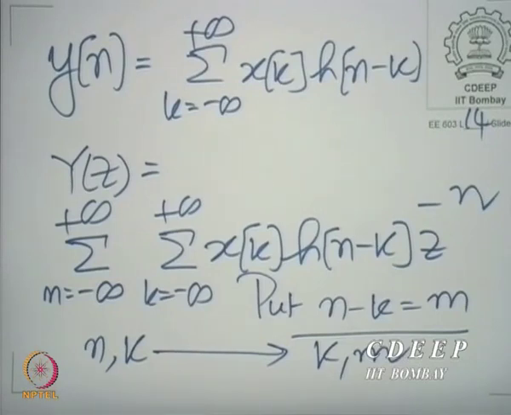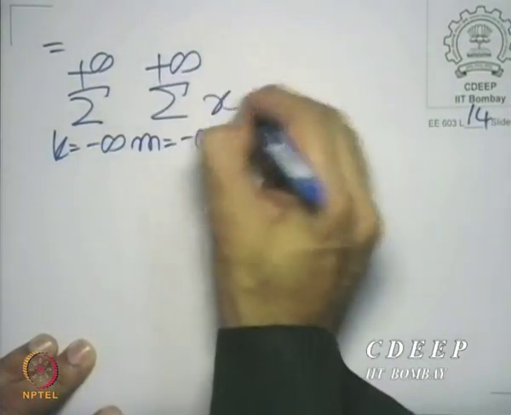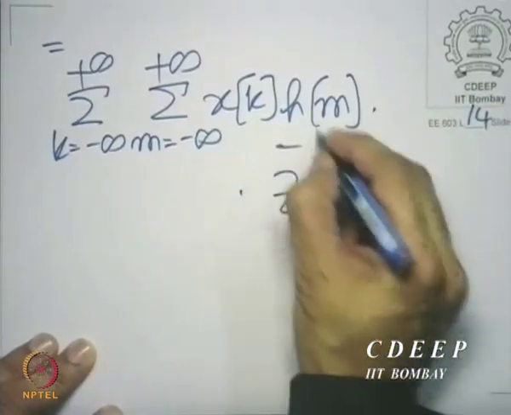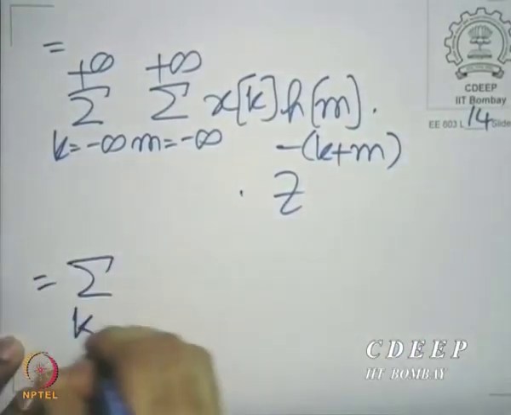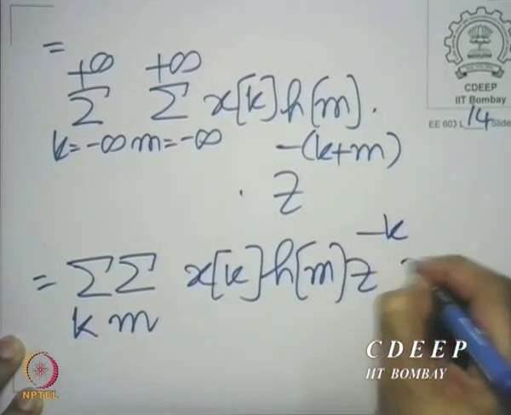So, of course, k is as it is. k and n independently run over all the integers. So, for a fixed k, n runs over all the integers. Now, if n and k independently run over all the integers, then for a fixed k, m would also run over all the integers independent of k, right? And therefore, we could rewrite this summation as summation k over all the integers, summation m over all the integers, and we have x[k] h[m], and n is of course k plus m. That becomes summation over, I am not writing the limits every time, they are understood, h[m] z raised to the power minus k, z raised to the power minus m.